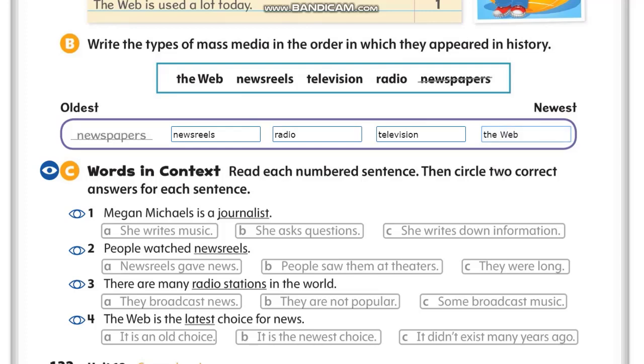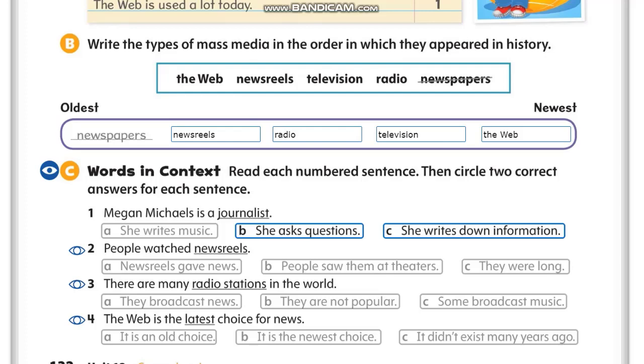Question C, words in context. Read each numbered sentence, then circle 2 correct answers for each sentence. We have number 1. Meghan Michaels is a journalist. We have A. She writes music. She asks questions. She writes down information. So the answer for sure will be B and C. She asks questions. She writes down information.